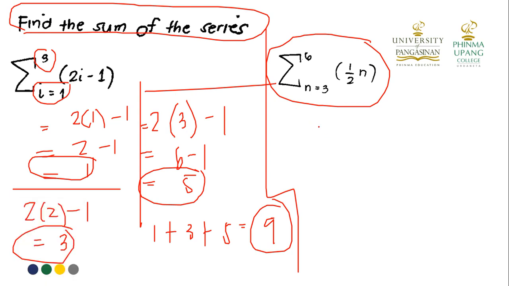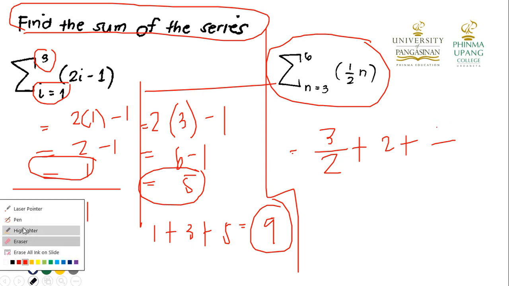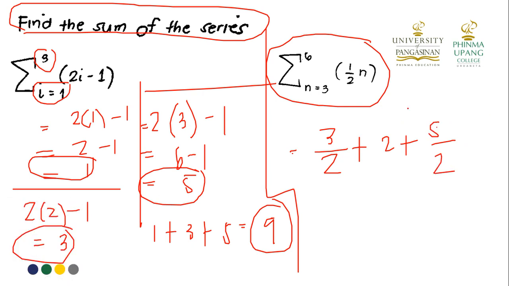The first term is 3. So, what is the first term? 3 all over 2. What is the second term? It's 2. What is the third term? It's 5 all over 2. And then, plus, the last is 3, 4, 5, 6, yung pang 6. It's 3 na lang.